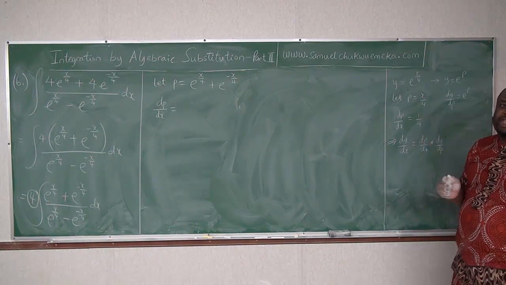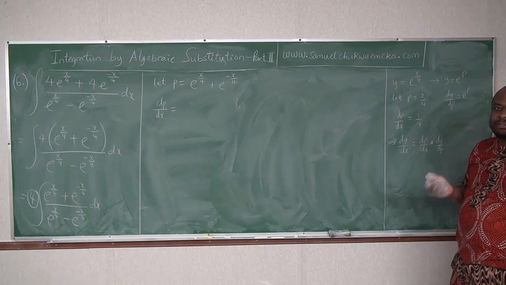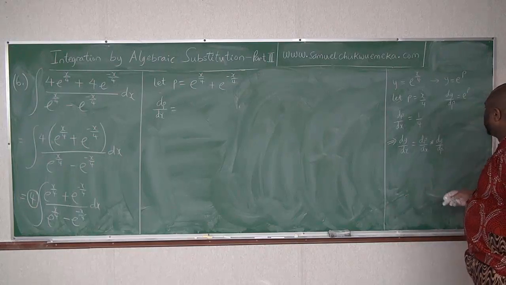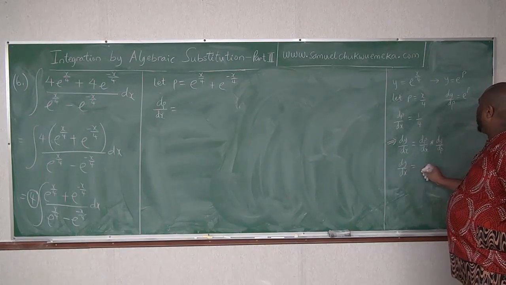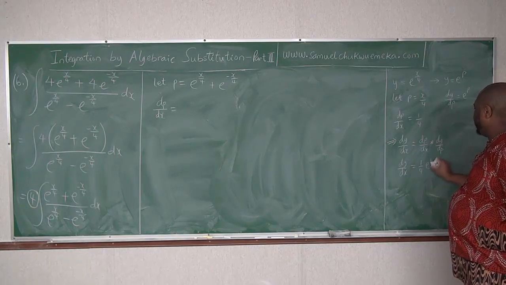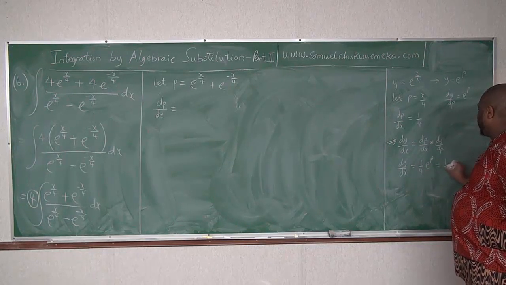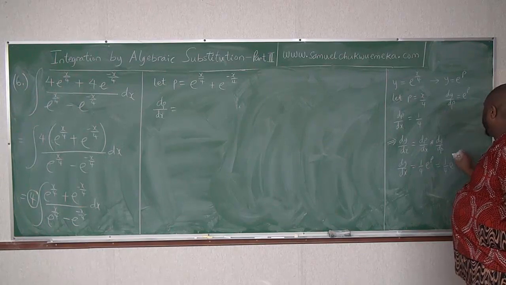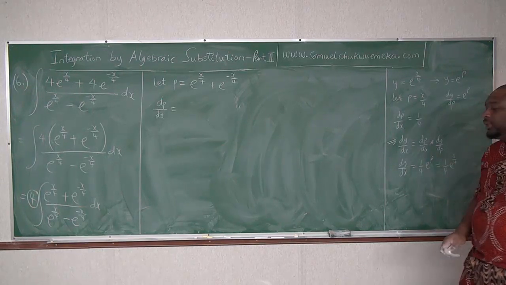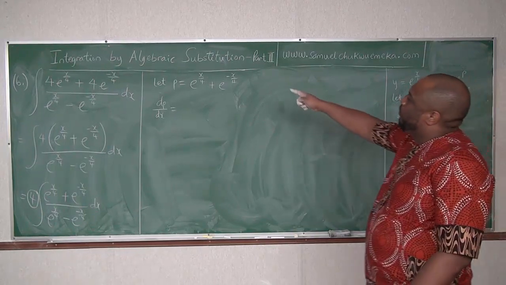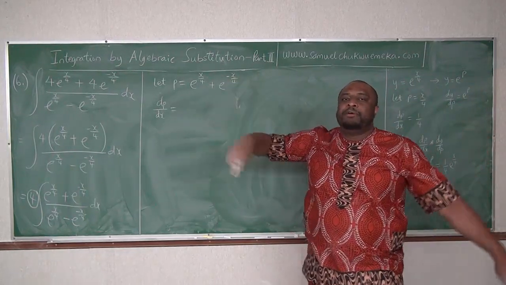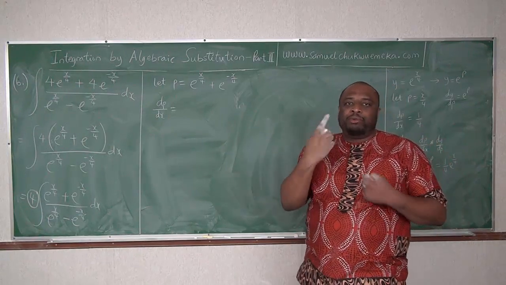View my videos on chain rule. I've done videos on chain rule. So dy dx will be 1 over 4 e to the p, which is 1 over 4 e to the x over 4. That is what it will give us. And of course, with this one, we have negative x over 4, but we find the derivative is negative 1 over 4.